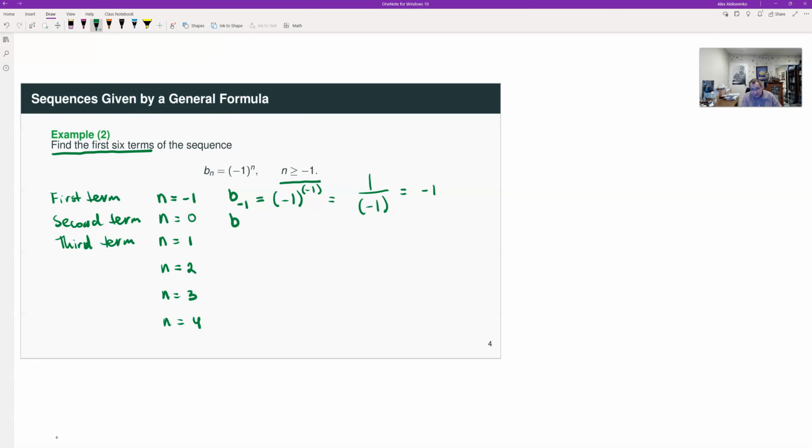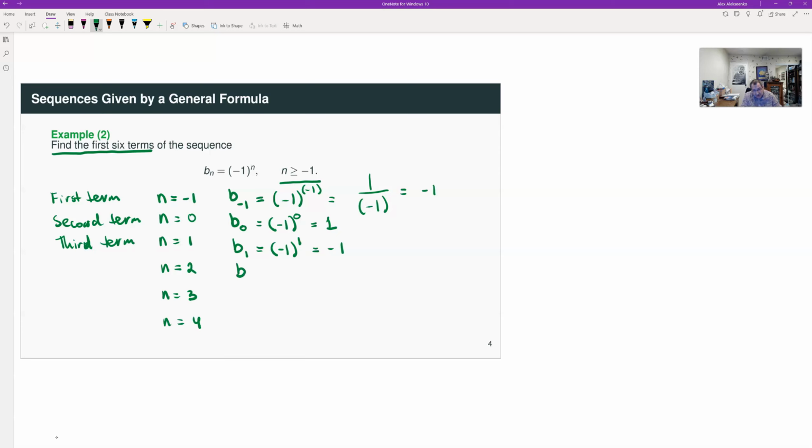The next element of the sequence is b0, and we have to take negative 1 and raise it to that index, which is 0. Any number raised to degree 0 is equal to 1, so b0 is equal to 1. Now we go to the next element of the sequence, b1, and according to the formula, you have to take negative 1 and raise it to degree 1, resulting in negative 1.